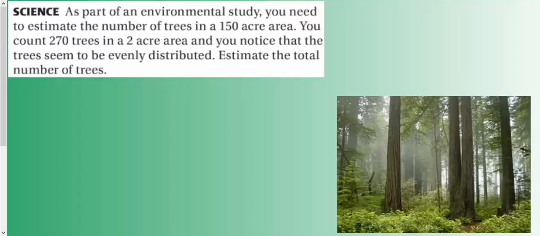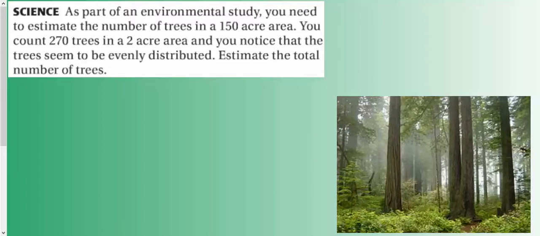Okay, and then there's tons of word problems that you can do with ratios and proportions. As part of an environmental study, you need to estimate the number of trees in a 150-acre area. You count 270 trees in a 2-acre area and notice that the trees seem to be evenly distributed. Estimate the total number of trees.